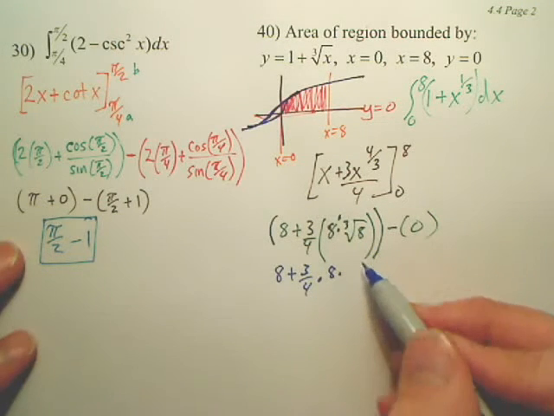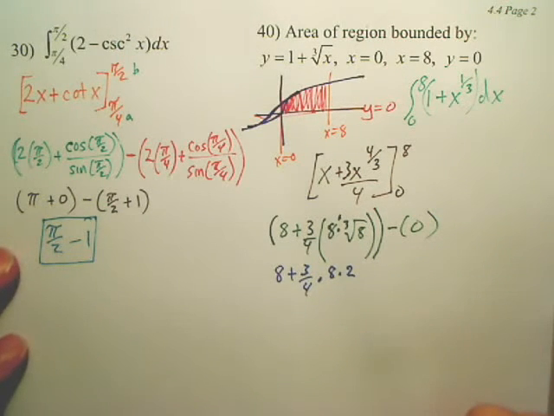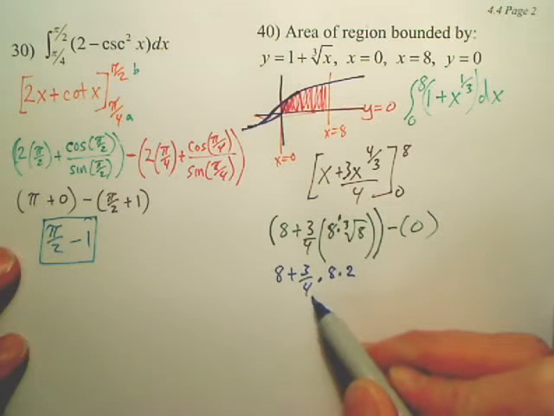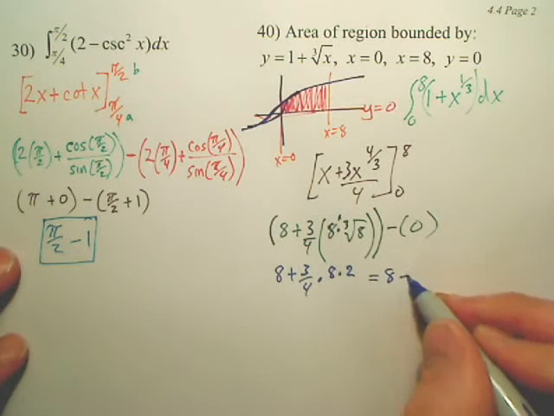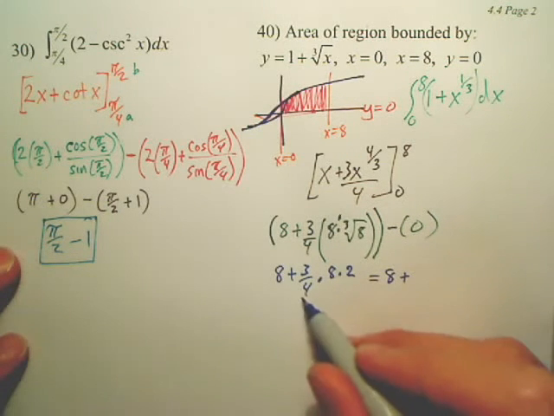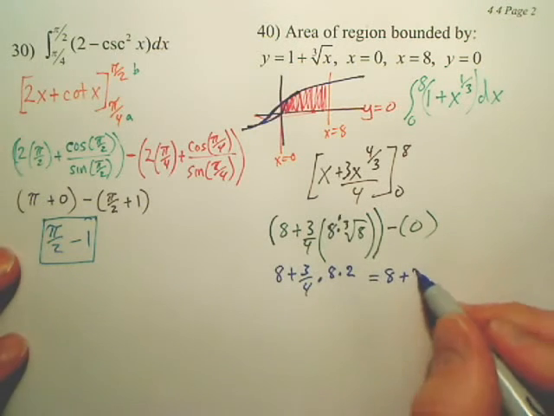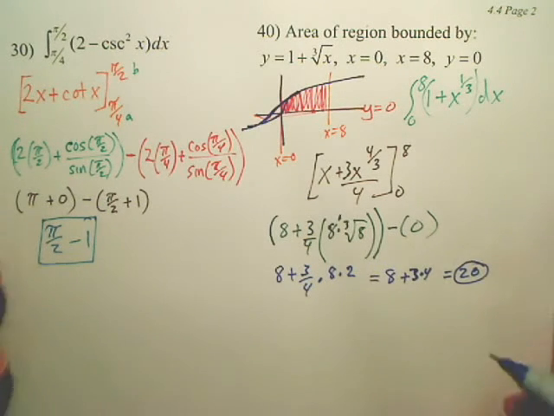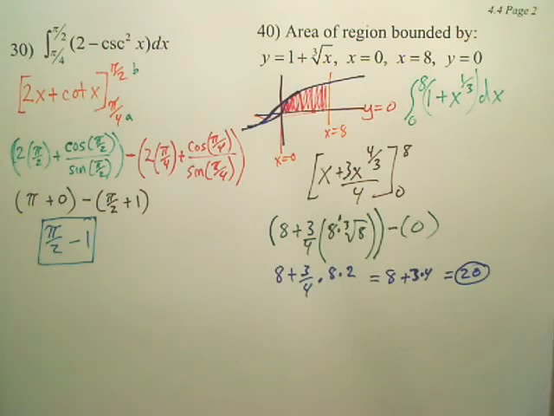And what's the cube root of 8? Isn't that 2? And what's 8 times this? Isn't that 16? 16 divided by 4 is 4. So wouldn't that be 3 times 4? Does this look like 20? Area.